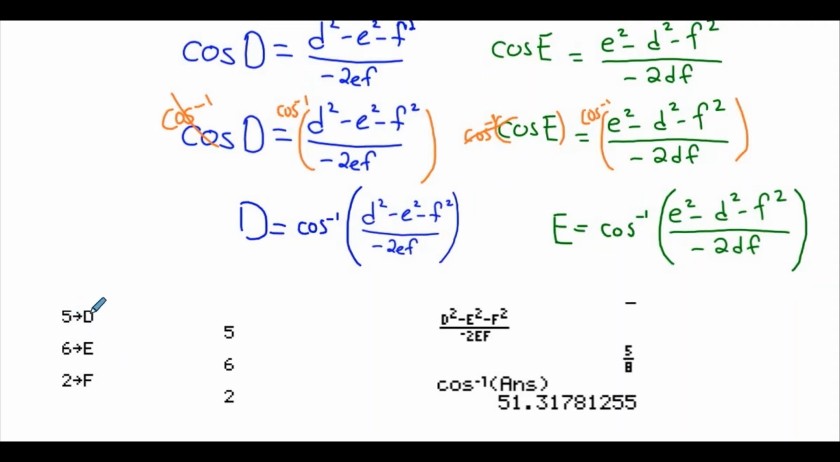So I said 5 store D, enter, 6 store E, enter, 2 store F, enter, and then I literally typed it in. Now, sometimes I will do it as separate things. You could have typed it all together, which I'll do in Desmos. You could type inverse cosine and then put this in a parentheses and get the answer. Just make sure your calculator's in degree mode.